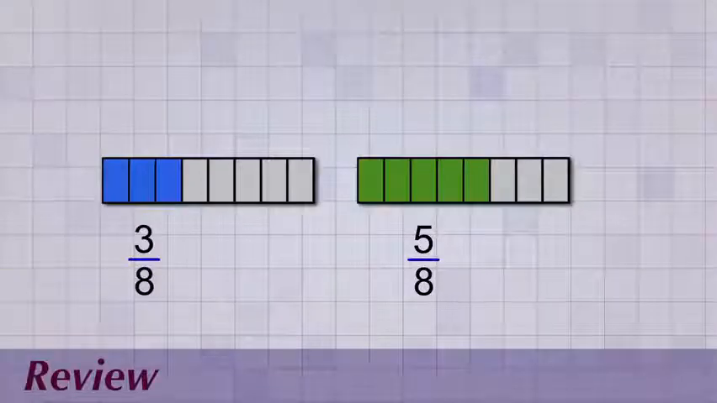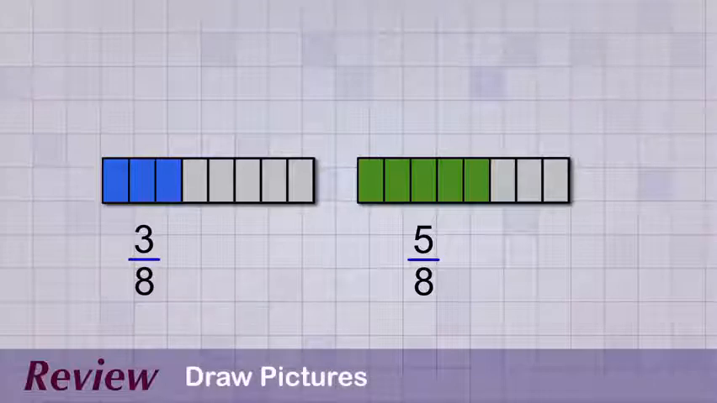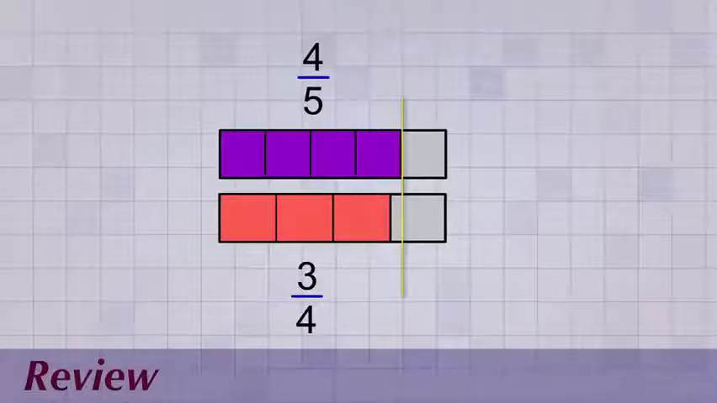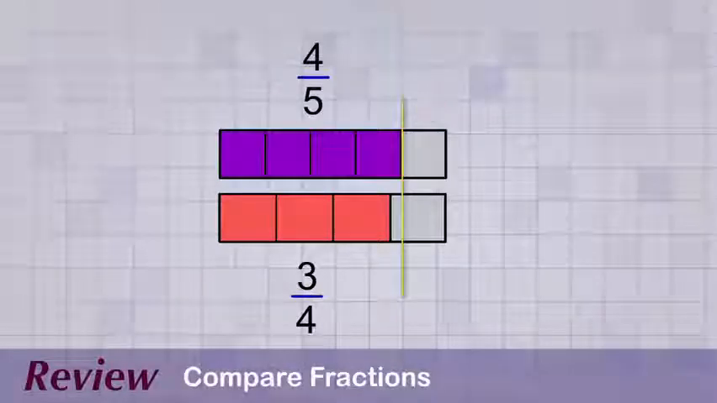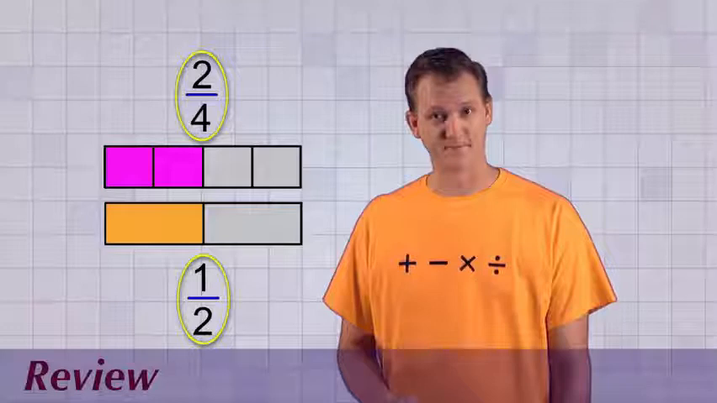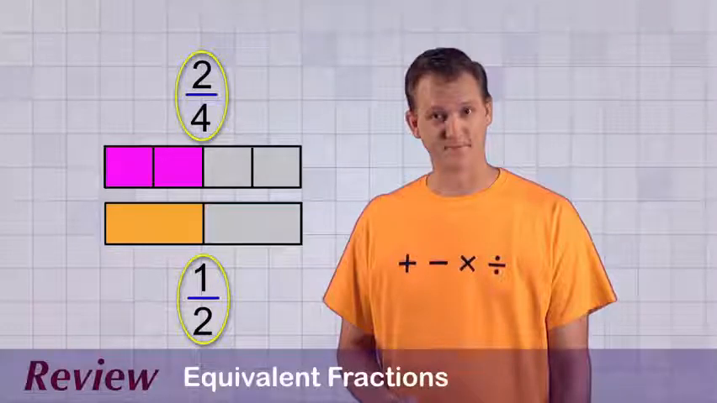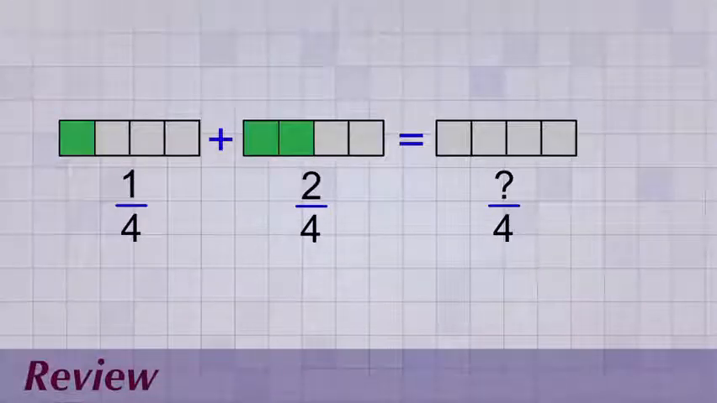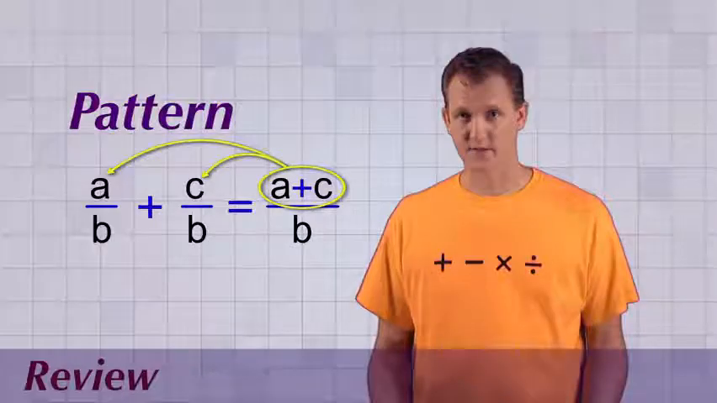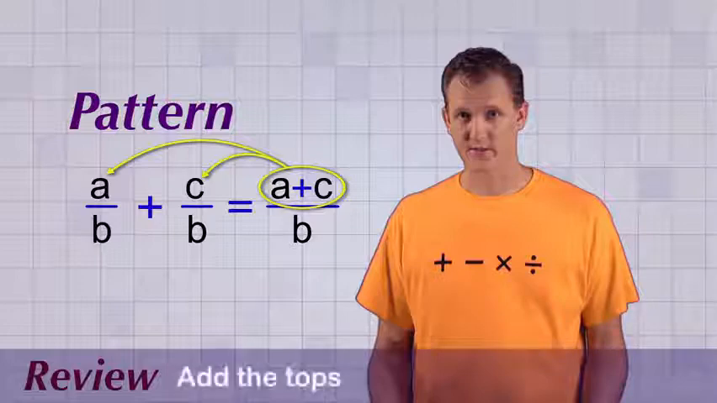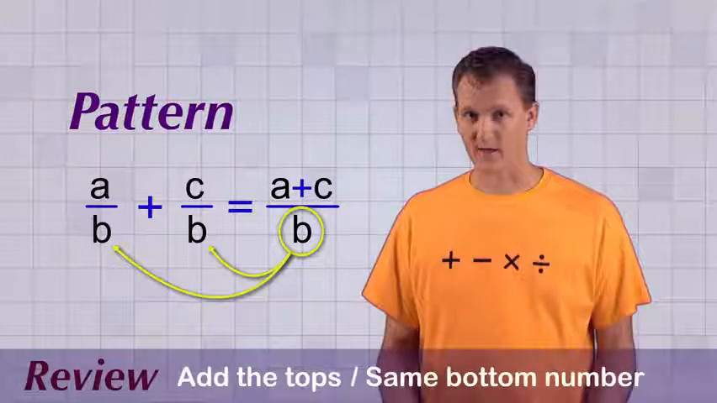Before we move on, let's review what we've covered so far. We can draw pictures to show how fractions represent parts of a whole. Using drawings, we can compare fractions to see which one represents the greatest amount. If we compare two different fractions and find that they represent the same amount, then we call them equivalent fractions. We can also use drawings to help us do simple addition by combining the parts. By doing this, we learn that the procedure for adding fractions that have the same bottom number is to just add the top numbers and keep the same bottom number in our answer.